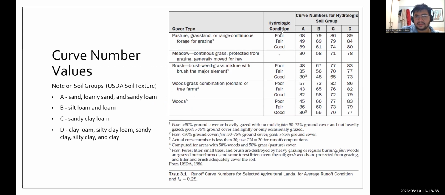All right. And you can see here how you can estimate your curve number values. The rows here correspond to your land cover type, and the columns here correspond to your hydrologic condition. You also have your soil types, A, B, C, D.